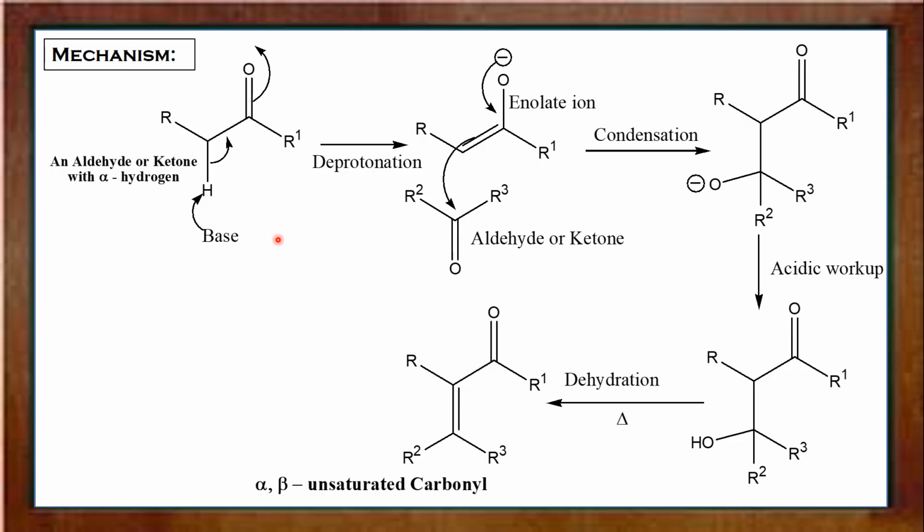So this is Aldol condensation. One carbonyl with alpha hydrogen reacts with another aldehyde or ketone, ending up with a beta hydroxy carbonyl, and it may be dehydrated to an alpha beta unsaturated carbonyl compound, either with acids or with base.